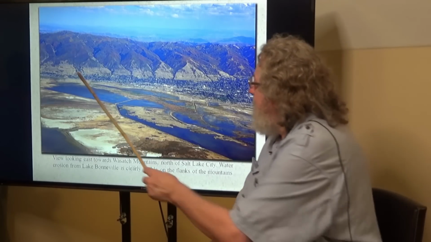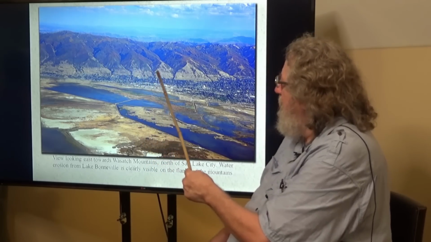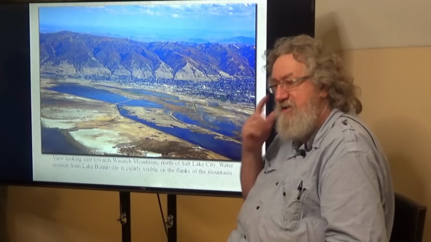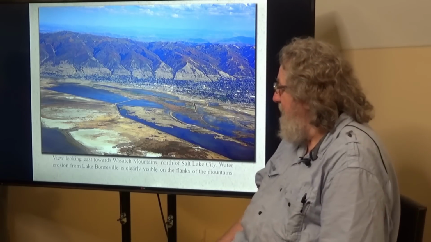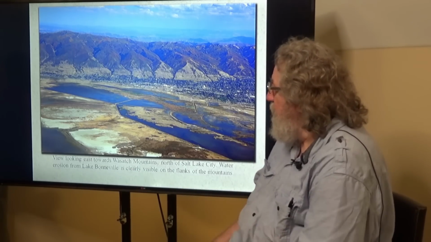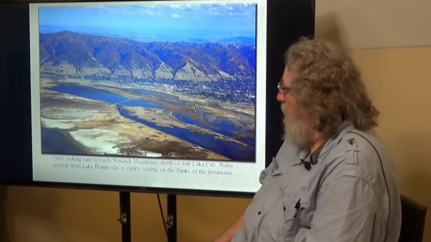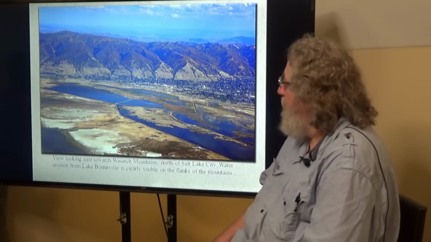And in this view, you can very clearly see the high water mark coming across the mountain faces right in here. And that is strong testimony to the former existence of a lake. As it says here, this is the view looking east towards the Wasatch Mountains, north of Salt Lake City. The water erosion from Lake Bonneville is clearly visible on the flanks of the mountains.